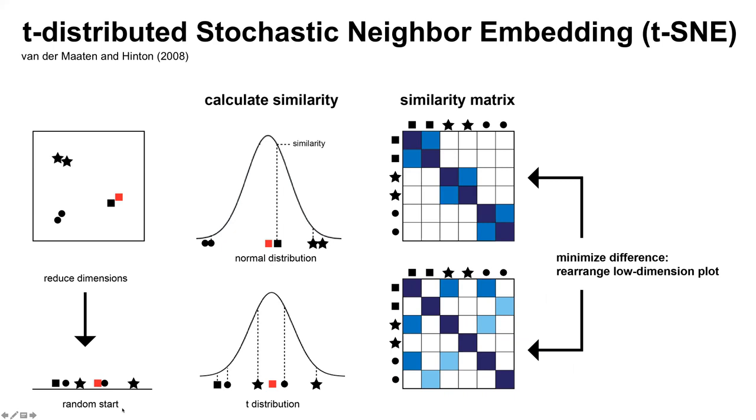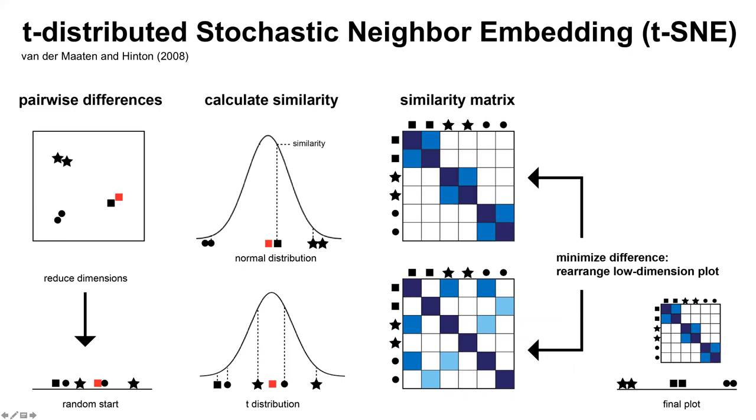Eventually, after hundreds or thousands of iterations, you have a low dimensional representation that looks like this and a similarity matrix that looks like this, right? So this is how it learns. It changes, calculates, compares, changes, calculates, compares. And it keeps doing this, and that's how it learns.